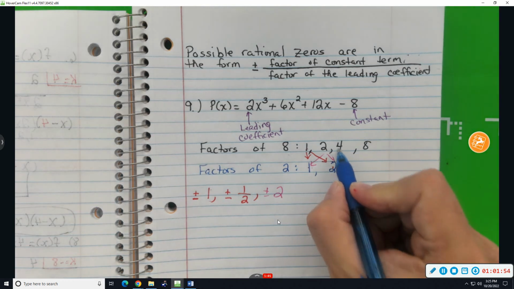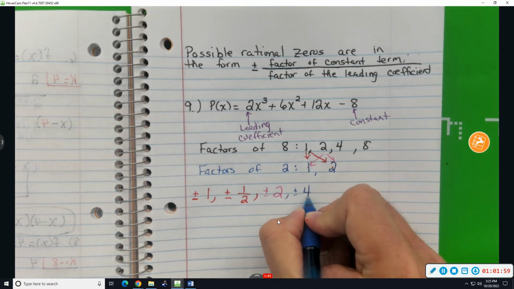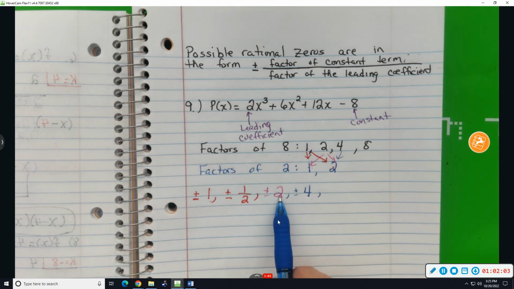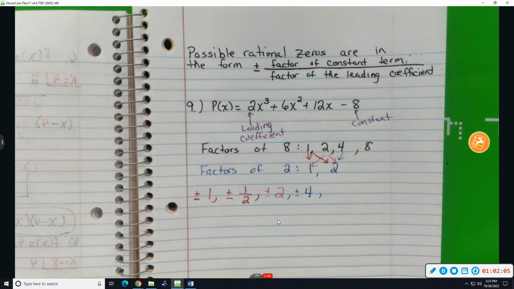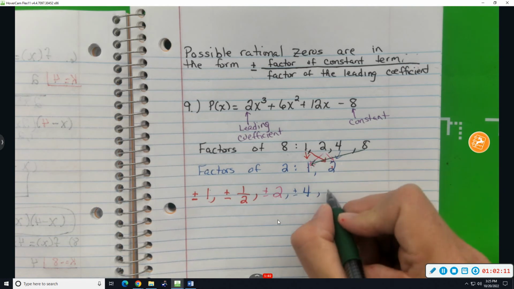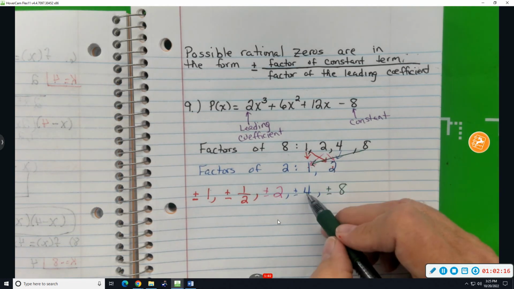Then we go 4 over 1, which would just be 4. 4 over 2, which is just 2, which we've already listed. Then it's 8 over 1, which is 8. Then 8 over 2, which is 4.